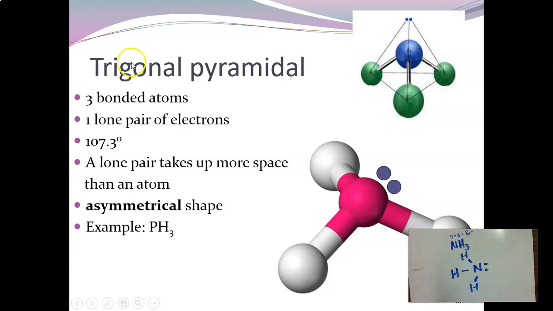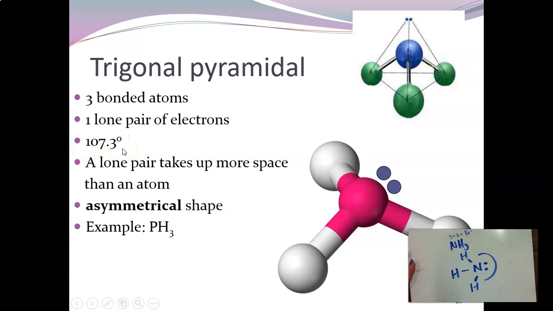Look, tri means 3. Pyramid is like a 3-sided pyramid. See how it looks up here? That's a much better drawing than mine. It's a trigonal pyramidal. This is characterized by 3 bonded atoms, 1, 2, 3 bonded atoms, and 1 lone pair on the center atom. There's my lone pair on the center atom. It will make a pyramid shape. This lone pair of electrons is going to take up a lot of space and push all these bond angles away. So it'll look like a pyramid.